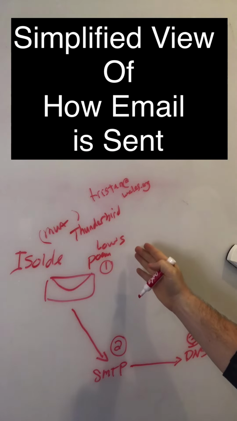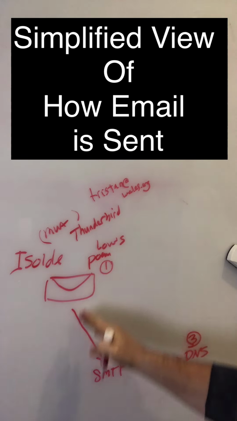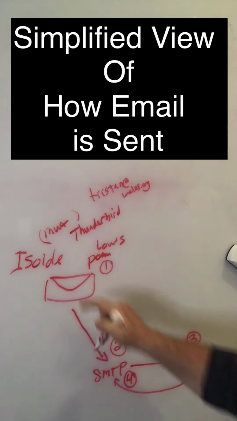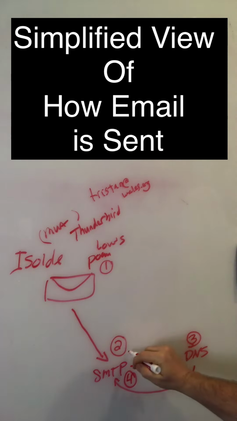Step 1 is a repeat. Isolde writes the email, she sends her love letter, and step 2, the SMTP server gets it and says, I don't know who this is, let me go ask. So step 3, the DNS system kicks in, it asks several DNS servers, finally gets an answer back like, oh, I know where wales.org is, and so it sends it back to the SMTP server as part of step 4. Now the SMTP server can act like a mail exchange at this point, because now it knows where to route the email.